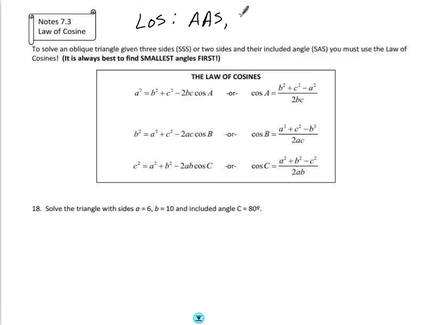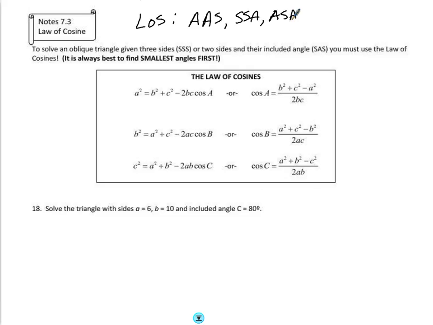Angle, side, angle, side, side, or side, side, angle. What else? There's one more case: angle, side, angle. So that doesn't disappear. If you're given three parts of a triangle and it fits those three criteria, you still use law of sines to follow that process out.